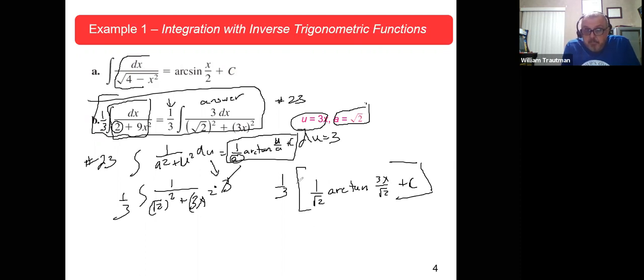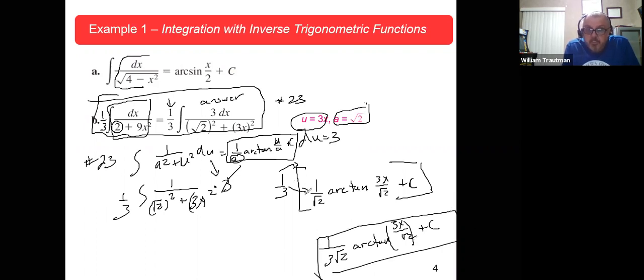If we want to, we could do this 1 over 3 square root of 2 arctangent 3x over the square root of 2 plus c. So we could just multiply these two together. All right.